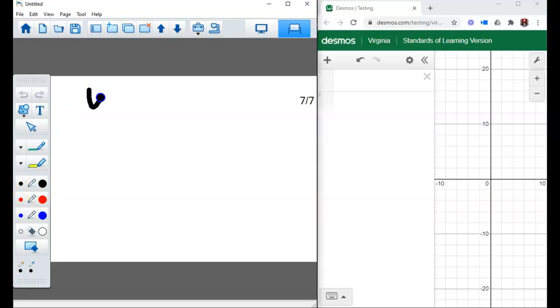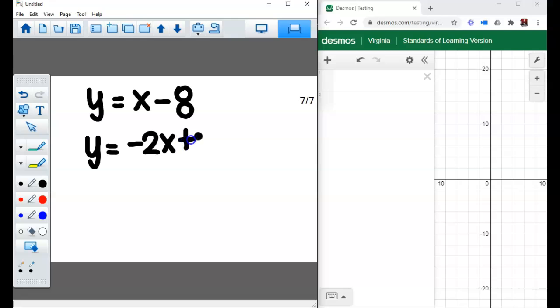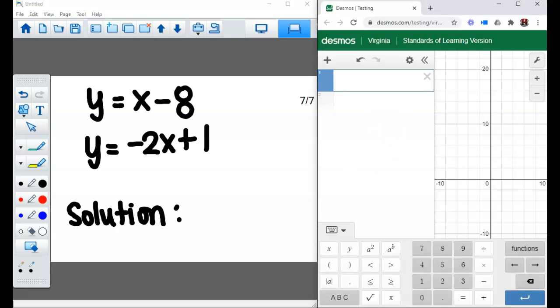All right, so here's what we're talking about. First equation, y equals x minus 8. Second equation, y equals negative 2x plus 1. And what we're going to do is look for the solution. Okay, so here we go. We go to the Desmos calculator. We get our keyboard. We're going to put that first equation in. y equals x minus 8.